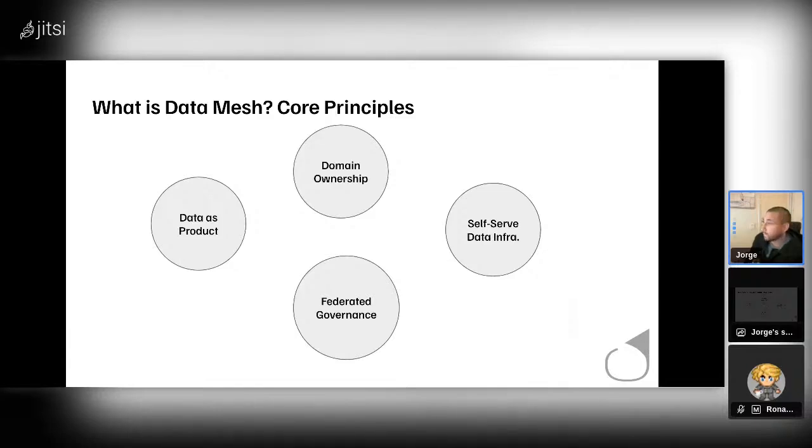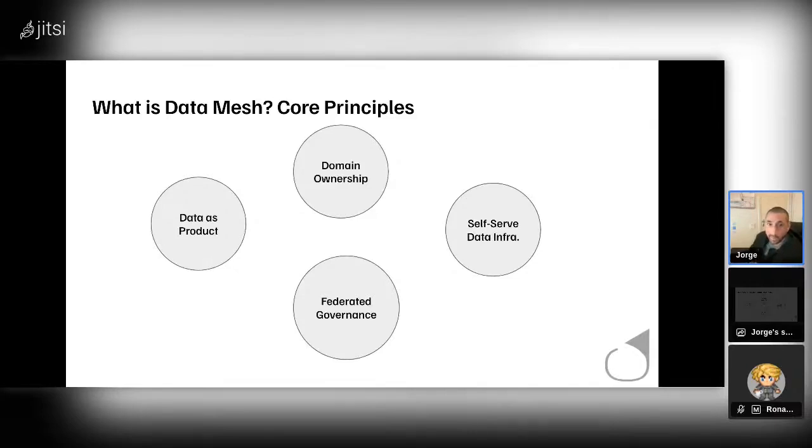And self-service data infrastructure. With data mesh, each team gets the infrastructure to manage their data independently without needing to rely on IT for every request. Think of it like self-checkout at a store. Teams have tools to get what they need quickly. This infrastructure gives them control while keeping data accessible and manageable within each team.